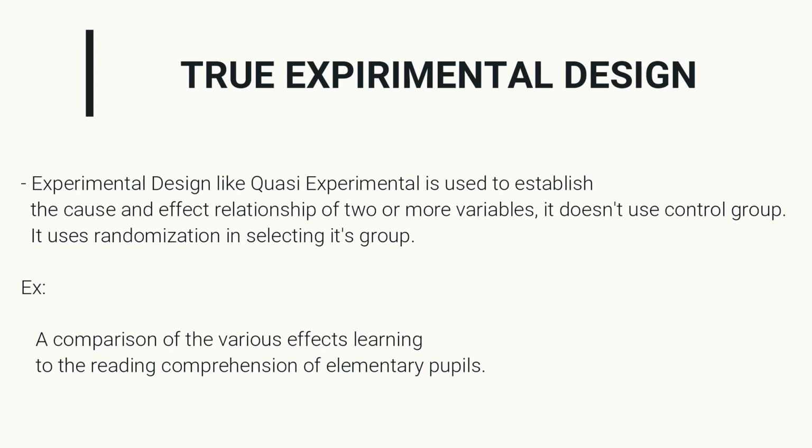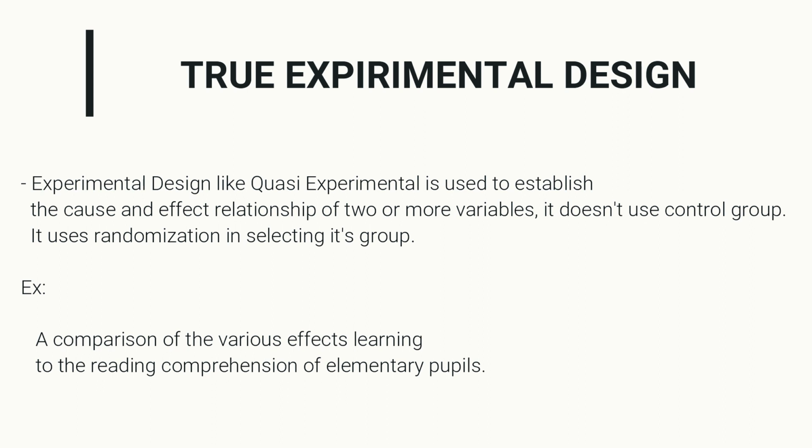For example, a comparison of the various effects of blended learning on the reading comprehension of elementary pupils. This study is best done using the true experimental design. Why? In order to prevent biased results, because in here we need to compare the effects of various blended learning on the reading comprehension of elementary pupils. You should not choose one group of elementary pupils.